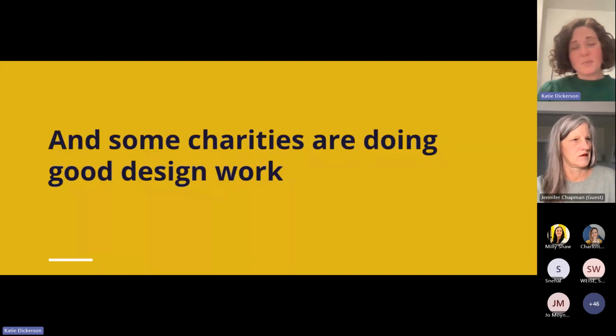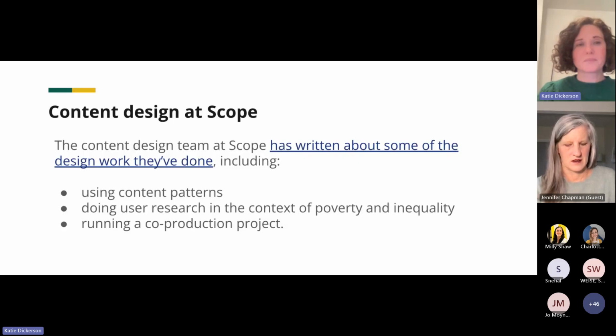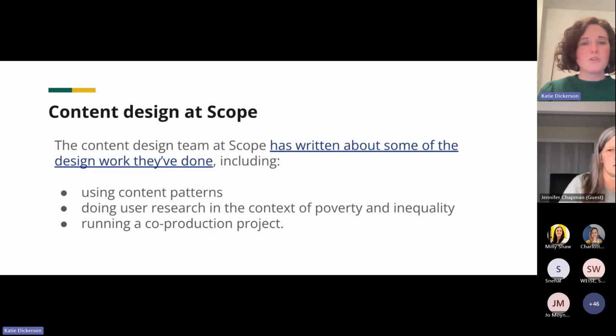And some charities are doing good design work. So I thought I would just share a couple of examples of things that are happening across different charities that I think are really good. So you've got content design at Scope. The content design team has written about some of the design work they've done on their blog, including using content patterns, doing user research in the context of poverty and inequality, and running a co-production pilot. And these are all things that other organizations can learn from and replicate in their own organization. And it's all explained in a really clear and concise way.